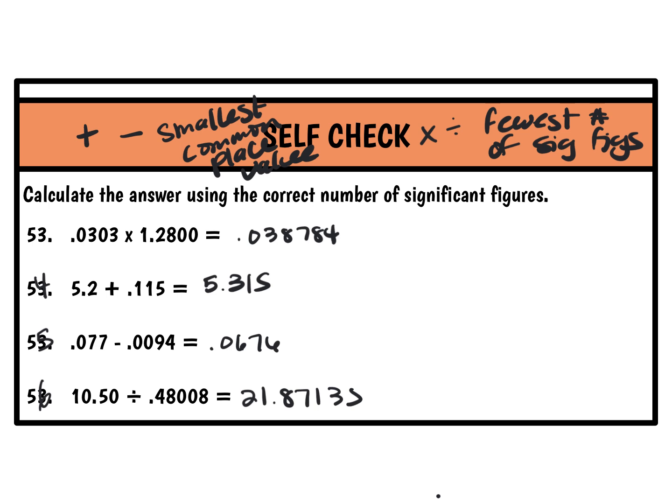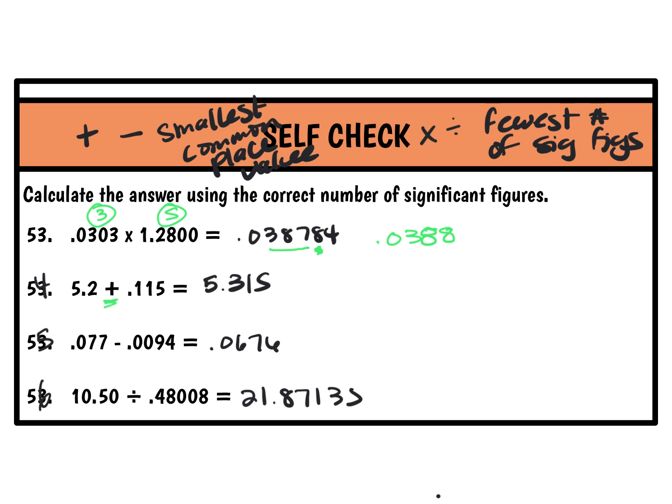So for this one, multiplication, fewest number of sig figs. So this number here has got 3 sig figs. This one has a lot, it has 5. So our final answer can only have 3 sig figs. So the answer for this one should be 0.0378, and that last 7 should actually turn into an 8 because this 8 is a 5 or bigger. Okay, now number 50 something here.